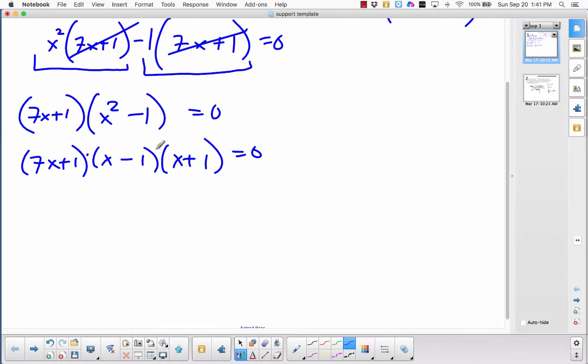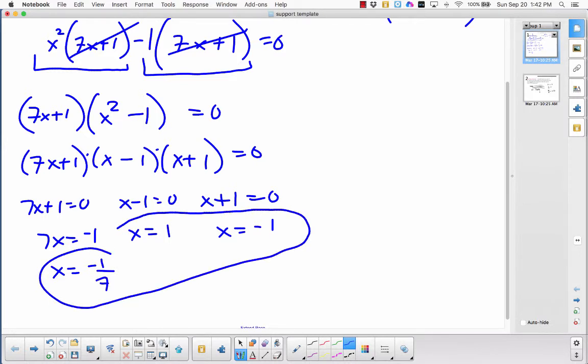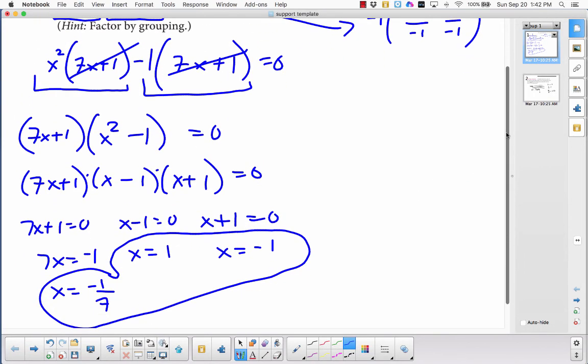If I have things that multiply together to give me 0, I can set each one of those to 0. So 7x plus 1 is 0, x minus 1 is 0, or x plus 1 is equal to 0. Here that gives me x equals 1, this one gives me x equals negative 1. Over here, if I take the 1 over, that'd be a negative 1. And then divide both sides by 7, I get negative 1/7. So those three numbers there are all solutions to that top equation. Okay, hopefully that helps.